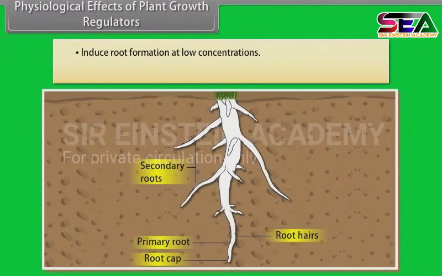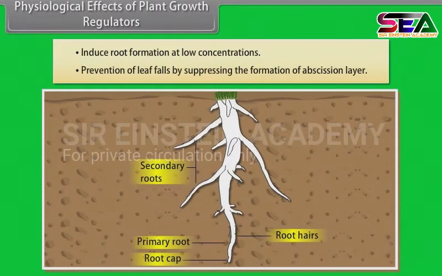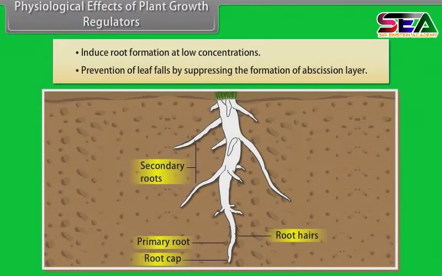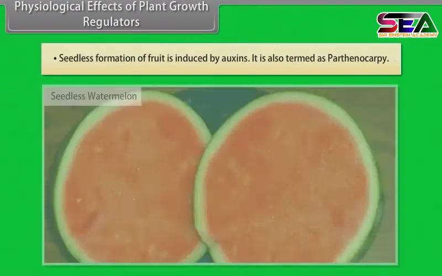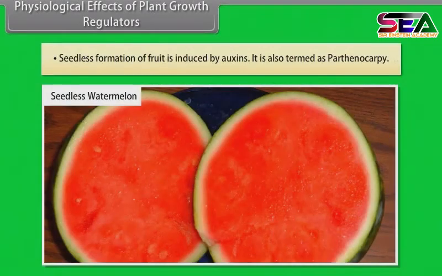Prevention of leaf fall by suppressing the formation of the abscission layer. Seedless formation of fruit is induced by auxins. It is also termed parthenocarpy.